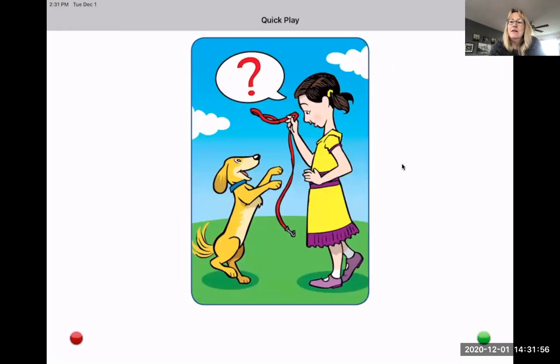All right, the little girl is asking her dog a question, and she is holding a leash. Dog sure looks happy. How about do or would or shall? Okay. Do you want to go for a walk? Would you like to go for a walk? Shall we go for a walk? All right.